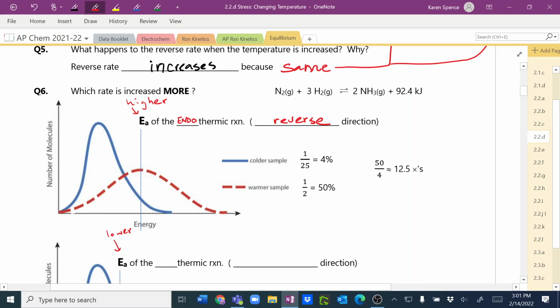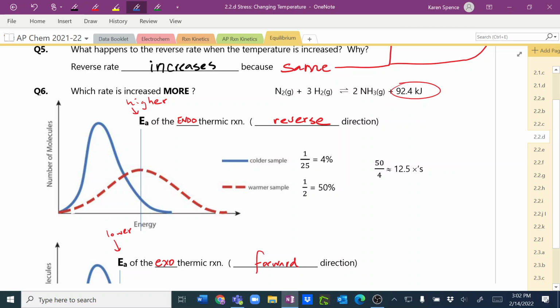Direction. In our other graph, we have the lower activation energy, so that is the exothermic reaction. In other words, that would be the forward direction. Okay. And now we're going to do a little ballpark of what percentage of the collisions are effective. Okay.